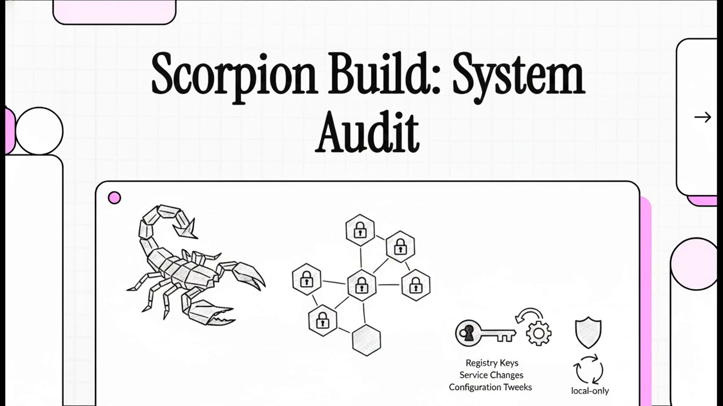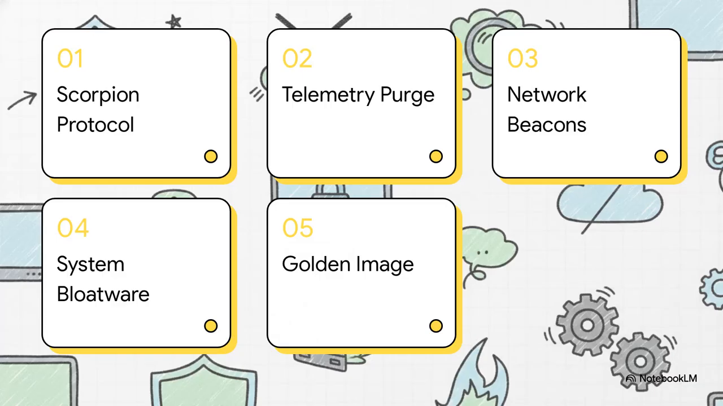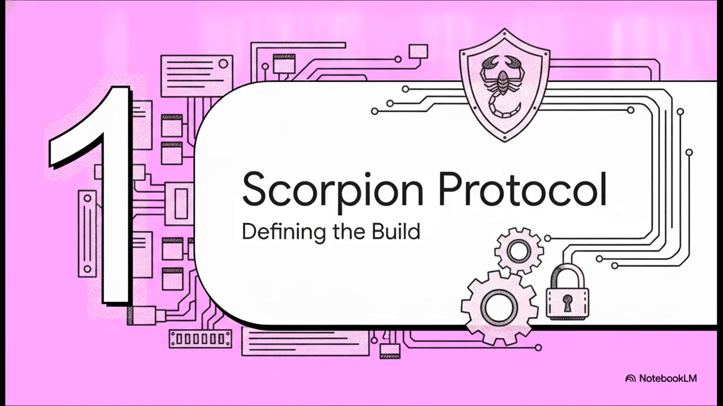ultimate blueprint. Here is our roadmap for this explainer. We'll kick things off with the Scorpion build protocol, move into the core telemetry and task purge, sever those cloud network beacons, eradicate hard-coded system bloatware, and finally, lock it all down by preserving the golden image. So, part 1, the Scorpion build protocol.